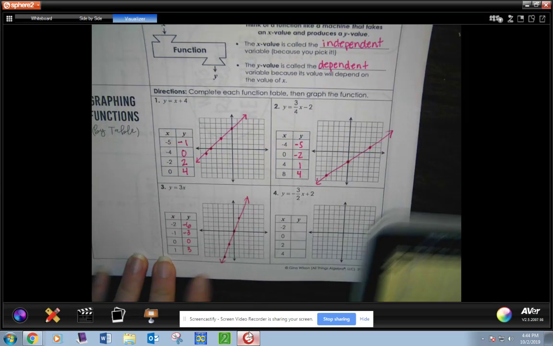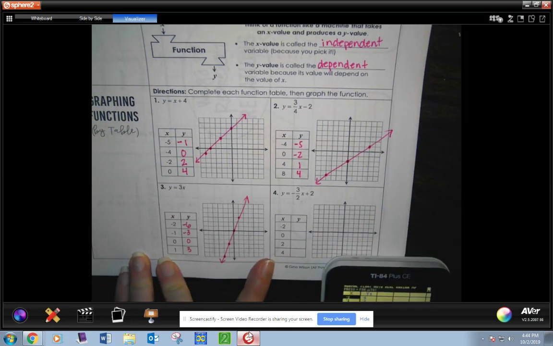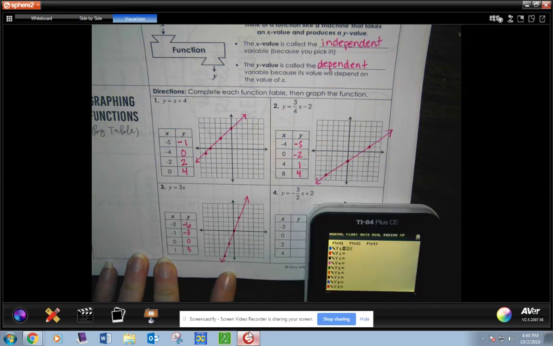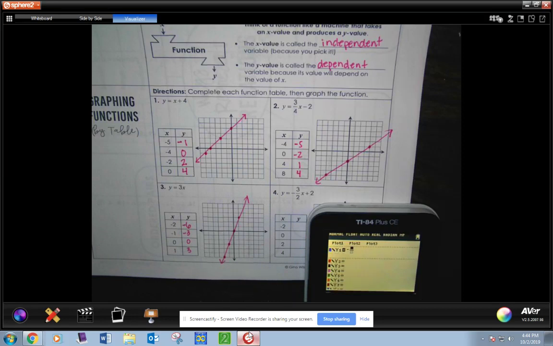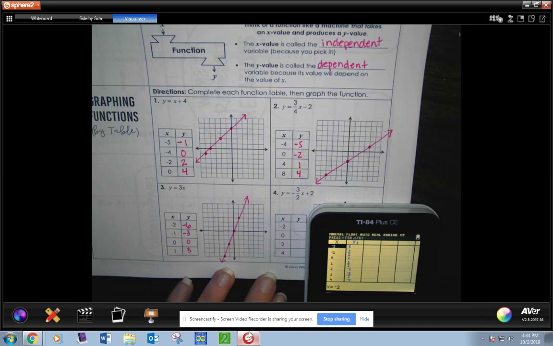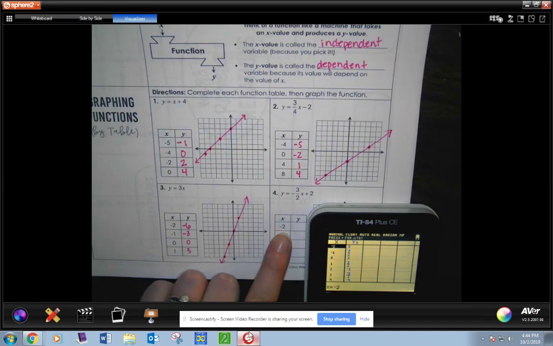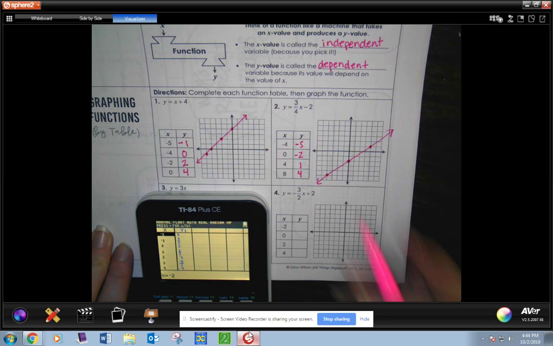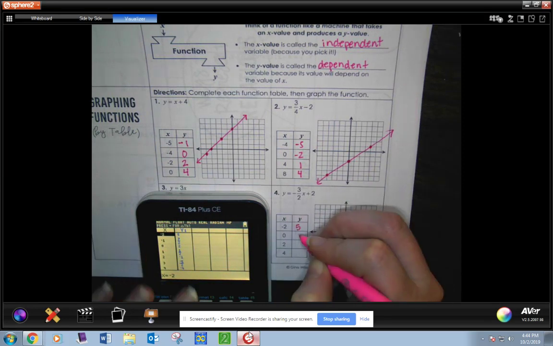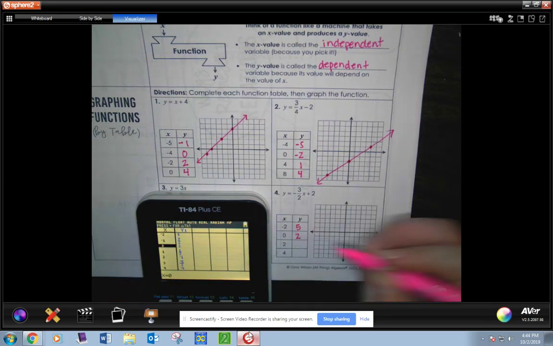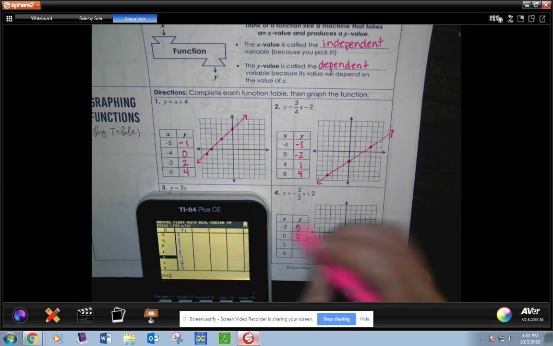Now, you're going to see a small change on 4, not a hard change, just a small one. So I'm going to go back to y equals, clear it out, and type in my new equation, negative, we need to open up a fraction, 3 over 2, and then I put x plus 2. I'm going to go to the table. When I'm at the table, I'm looking for -2. When x is -2, I can move the calculator this way. Y is 5. When x is 0, y is 2. When x is 2, y is -1. And when it's 4, it's -4.